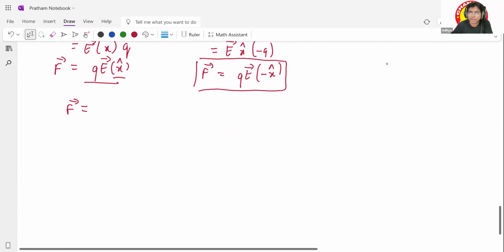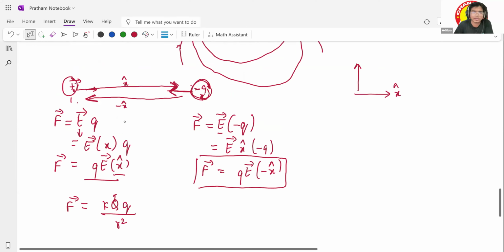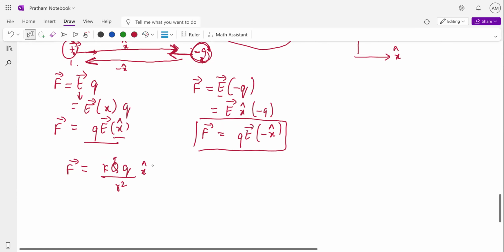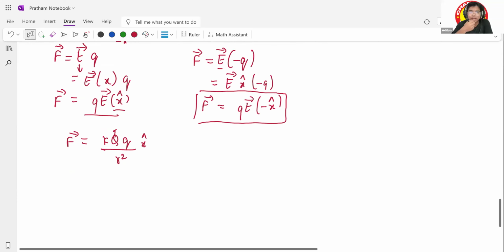Now I won't be writing the unit vector in this form. I'll directly put x. That's the better option. So force is nothing but k, one q, another q. You can assume one to be positive and the other negative. You don't have to write that. And the r vector. Let's say the force comes out to be x.